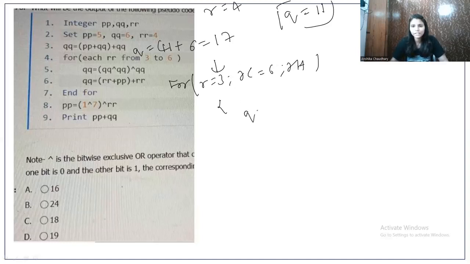Here we are updating the value of Q by Q XOR Q. Q value was 11, so 11 XOR 11 XOR 11. It will become 0 XOR 11, so it will become 11 only.